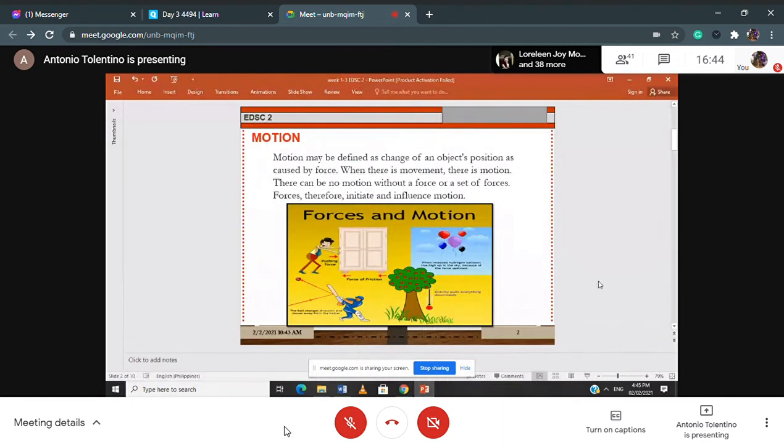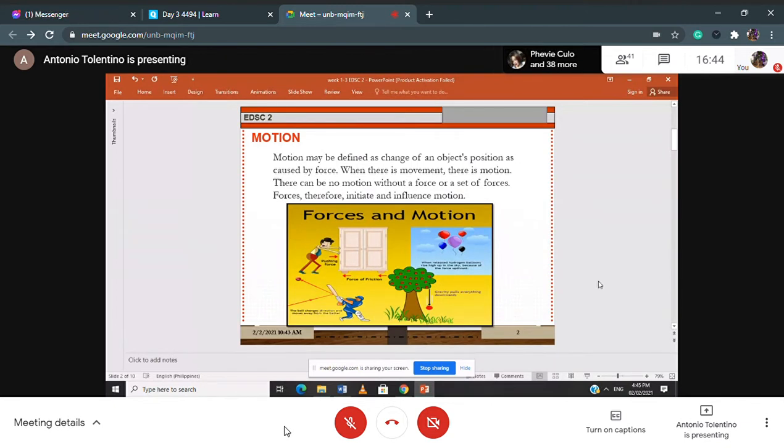So these are basics for elementary. Explain these to your students. This can be taught through demonstration. For example, a child pushes a wall. Is there motion? No. Although there is force, there is no motion, because there is no movement at all of the wall.